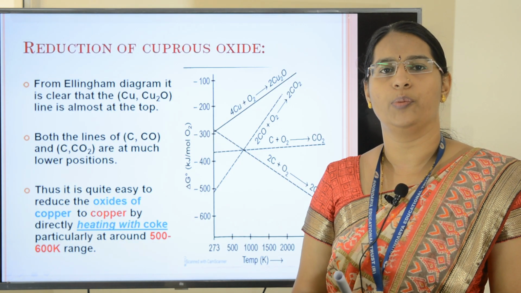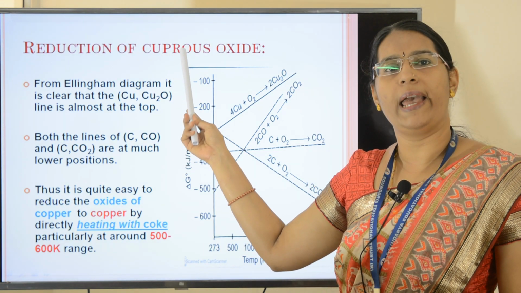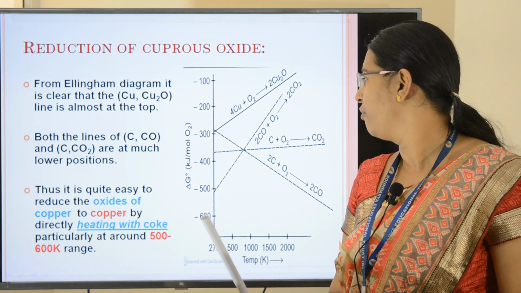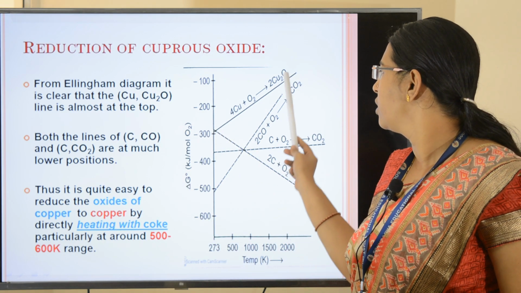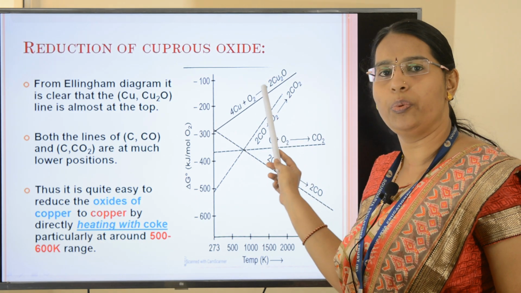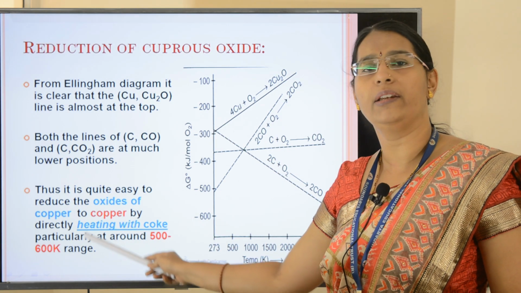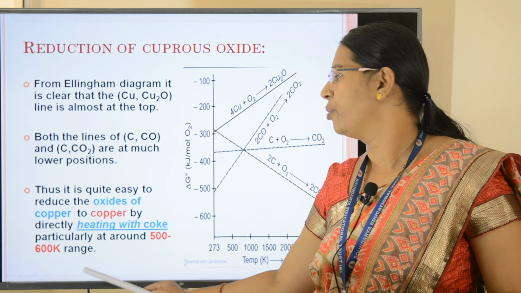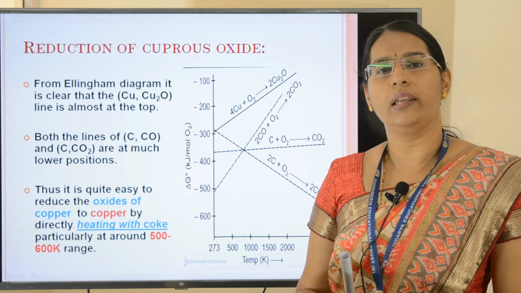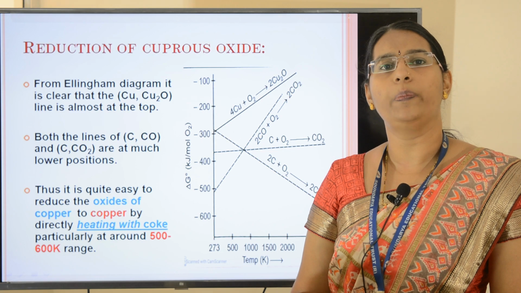So first, let us discuss the extraction of copper. We have already discussed the Ellingham diagram for the reduction of cuprous oxide into copper, and we found that as the slope for copper to cuprous oxide lies almost at the top, it is very easy to reduce cuprous oxide into copper by heating it with coke at a temperature of about 500 to 600 Kelvin. But in industries, generally the copper is extracted from the ore copper pyrites.